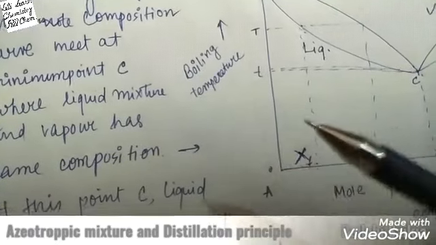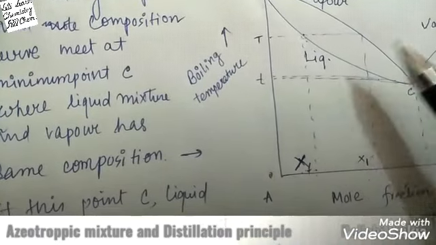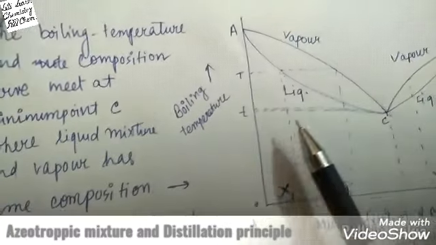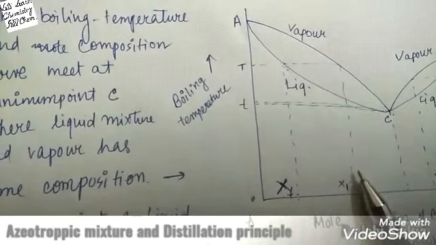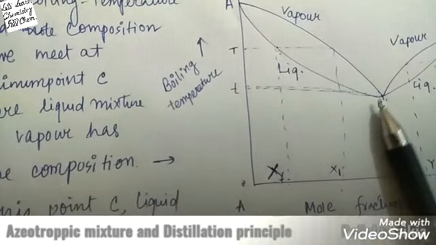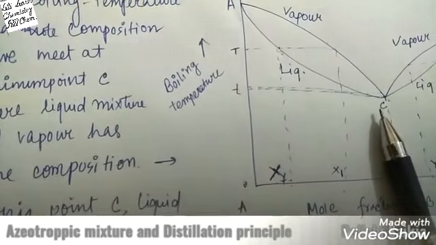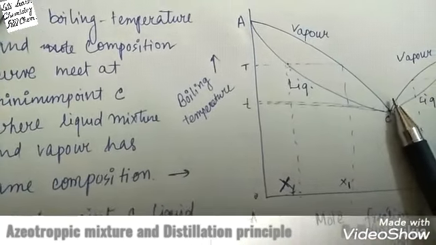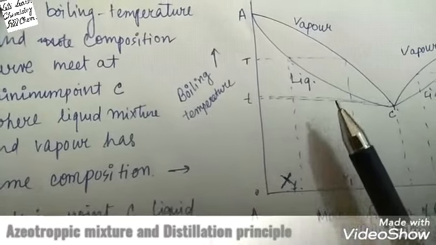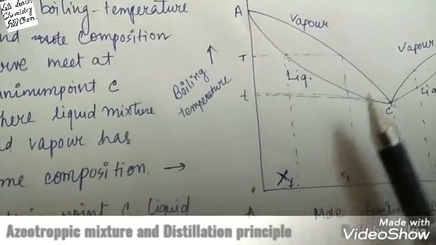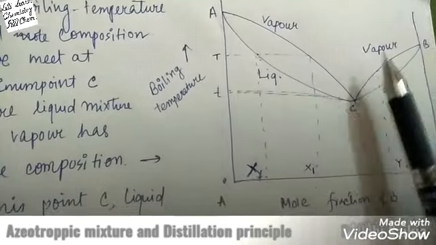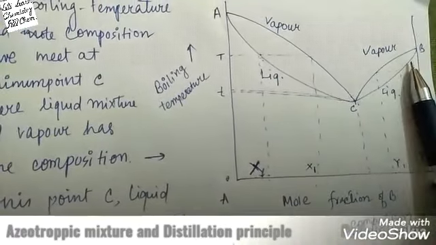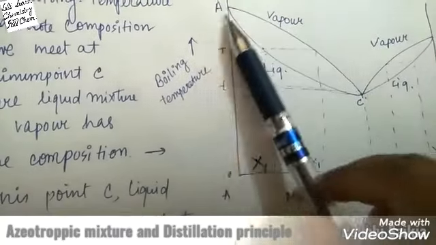And ultimately, pure A liquid will be left as the residue, and the mixture of the minimum boiling point composition will be obtained as distillate. I am considering only this curve. And in this case, it will never be possible to have B. In this curve, we will not get pure B. We will only get pure A.